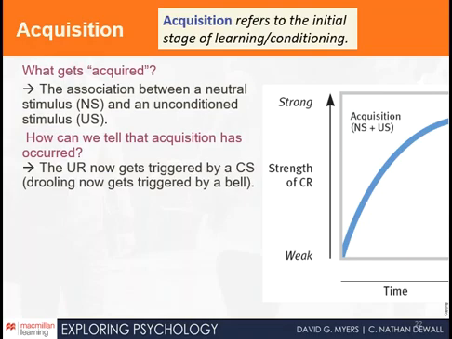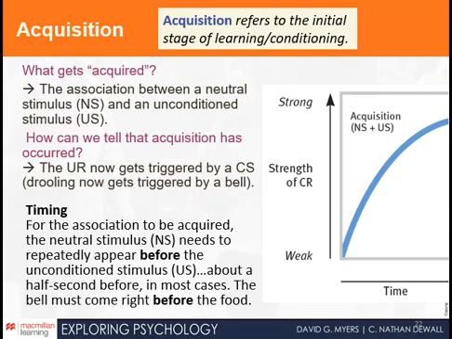How can we tell that acquisition has occurred? Well, the unconditioned response now gets triggered by a conditioned stimulus. Drooling now gets triggered by a bell. So a bell causes salivation. It normally shouldn't do that. So that is a sign that there has been some acquisition occurring.